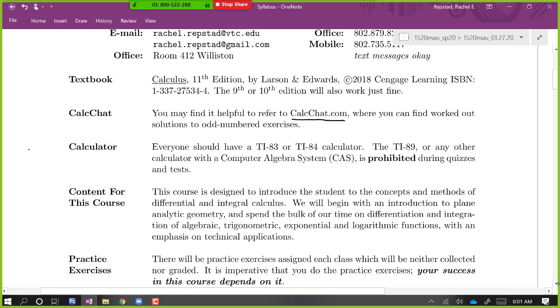I hope everybody will have access to a TI-83 or 84 calculator, or possibly an NSpire that doesn't have a computer algebra system on it. There are different models of the NSpire. The rule is that you just can't use a calculator that has a computer algebra system on it for quizzes and tests. So the TI-89 or the NSpire CAS, those are verboten. But with the 83 or 84 calculator, in fact, students have taken this course just fine with a scientific calculator. But sometimes there might be moments when you'll wish you had a graphing calculator.